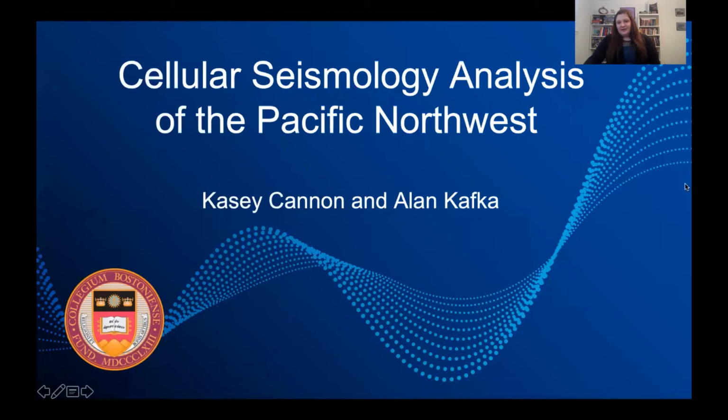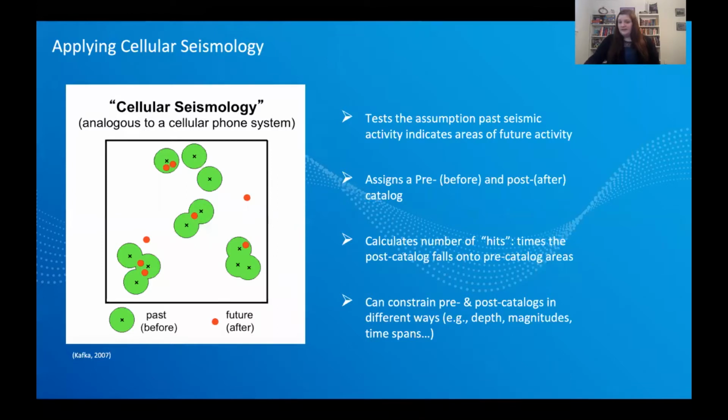Today I'm going to be talking about some work that I've been conducting for my master's thesis at Boston College, using cellular seismology to study the Pacific Northwest earthquake catalog. So what is cellular seismology? It's a statistical method developed by Alan Kafka to test the assumption that past earthquakes can tell us areas where future earthquakes are more likely to occur.